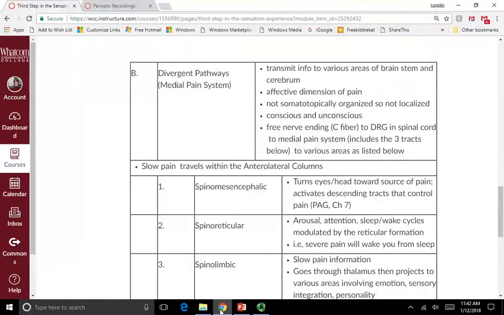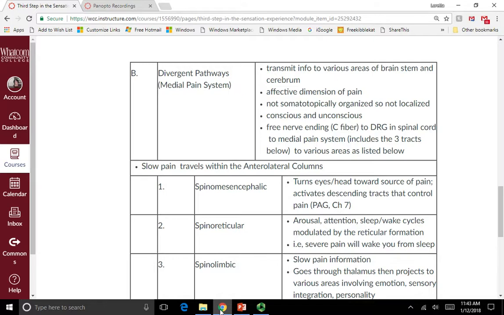All right, the second set of relay tracts that we're going to talk about is the divergent pathways, also known as the medial pain system. The divergent pathways transmit information to various areas of the brainstem and cerebrum. They are the affective dimension of pain, meaning they are the emotional, how we feel about pain, how it affects us, how it affects our sleep and our arousal and our attention. They are not somatotopically organized as the conscious relay pathways are, so it's not as localized.